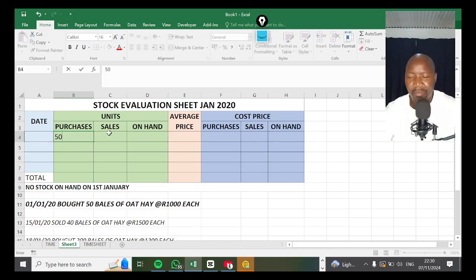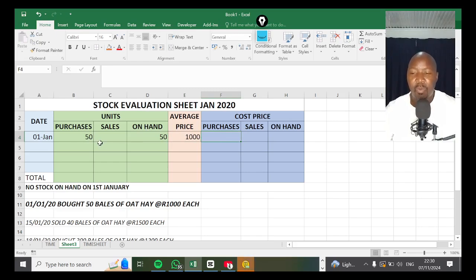And then there's nothing here. And then we must post, because there are no sales on the same date, the 50 units on hand. The 50 units get posted. It is our balance that is sitting here at the moment. Oh, let me not forget to put the date. The date is very important. 01 January. And then we put our units that we purchased, 50, and we put the price. Our price, do not type in the R sign, just put 1000. You're going to do currency formatting later.